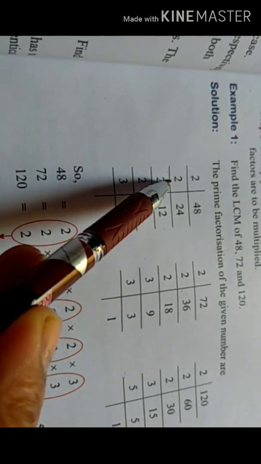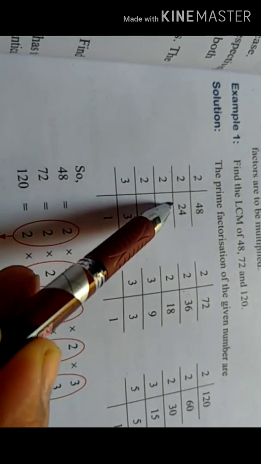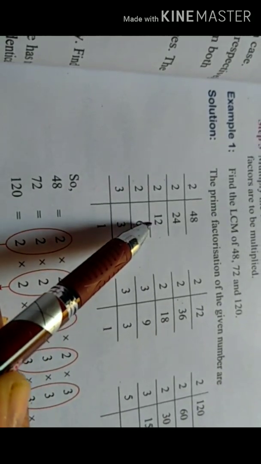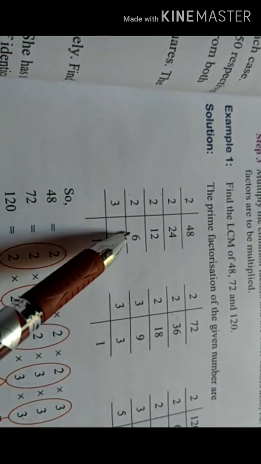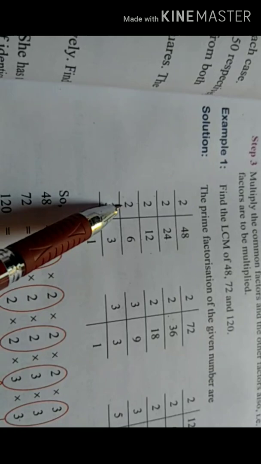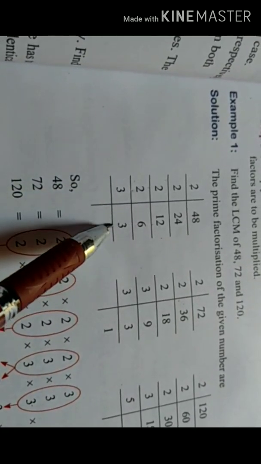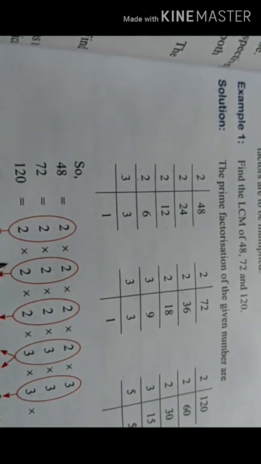Then again this 24 can be factorized by 2. 2 1s are 2, 2 2s are 4. Then again by 2, 2 6s are 12. Then again the same prime number 2, 2 3s are 6. Then 3 1s are 3.